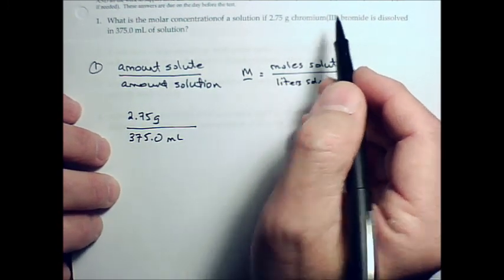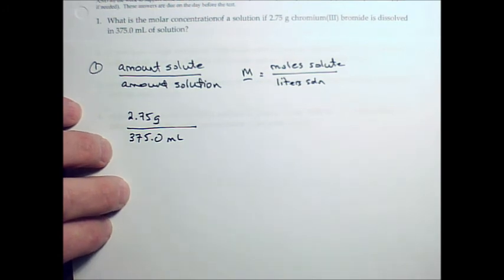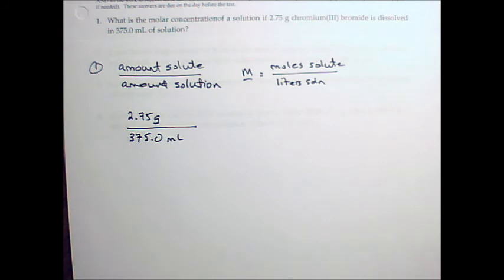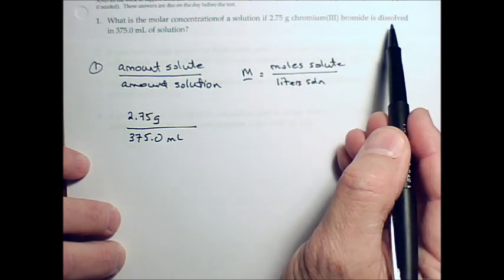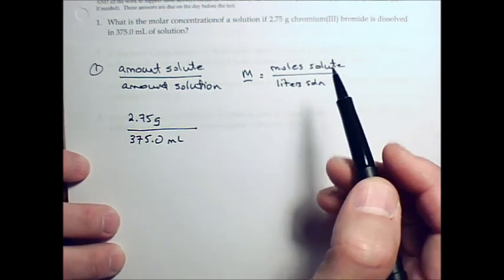How do you know what a solute is? It's a thing that gets dissolved. By definition, solute is the part of the solution that gets dissolved. So how do you know that it's the solid in here? Because it says this is dissolved in the solution. Okay?